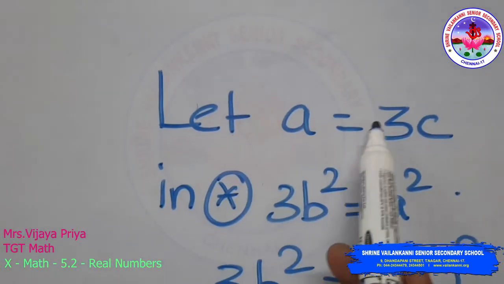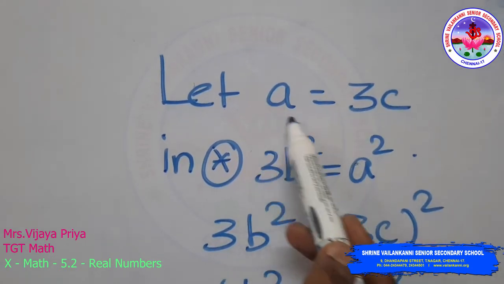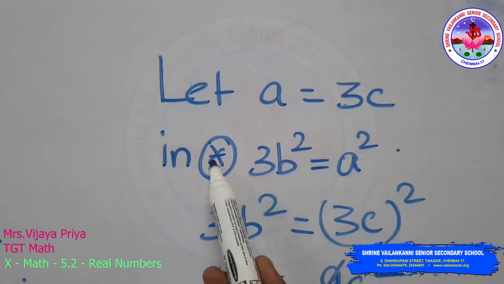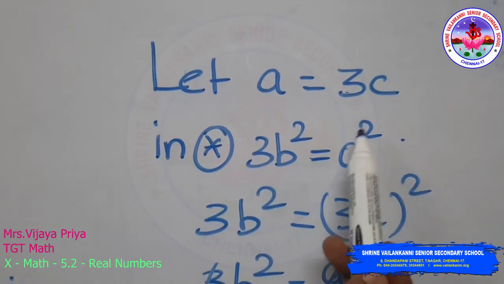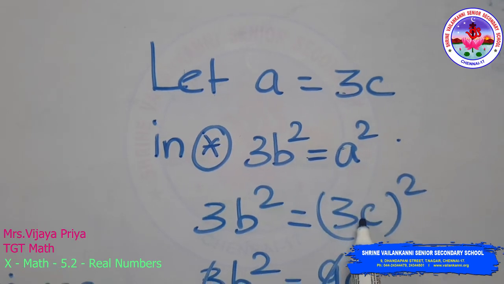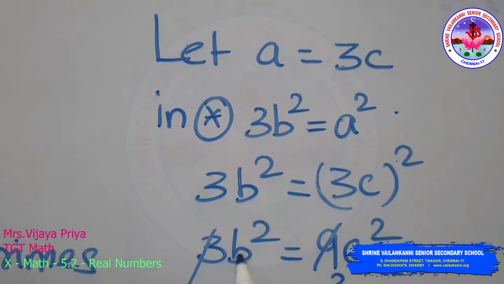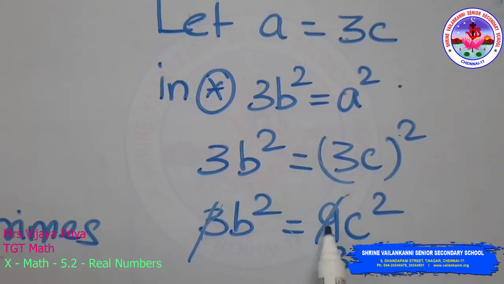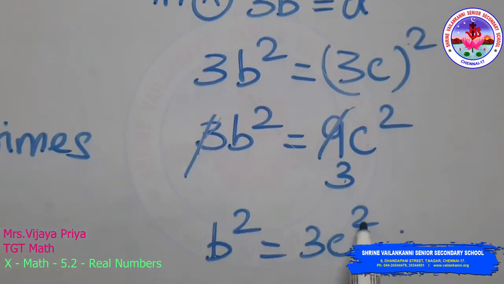Let a equal 3c, where c is an integer. Here I am going to substitute a equals 3c in my equation star, where equation star is 3b squared equals a squared. In place of a, I am substituting 3c, so a squared is (3c) the whole squared. So 3b squared equals 9c squared, where 3 divides 9 three times. So I will get b squared equals 3c squared.